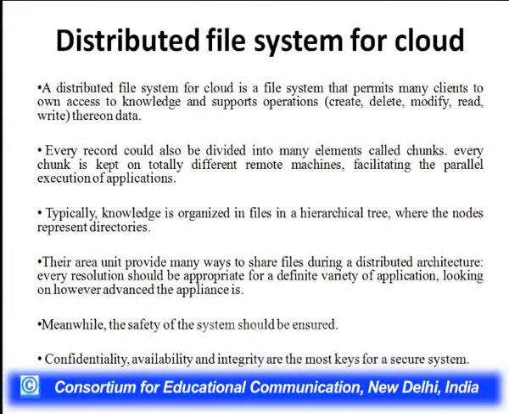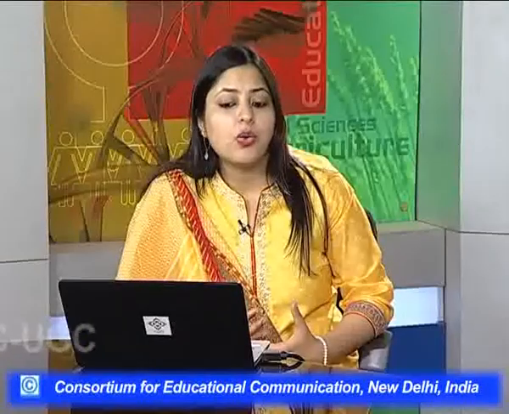Since we talked about distributed file system and then we talked about cloud file system, how does a distributed file system for a cloud look like? A distributed file system for a cloud is a file system that permits many clients to access the data, and not only the data, but also to access the different services, the different platforms which are being provided. All the platforms, all the operations, they should be accessible by the distributed file system at all times.